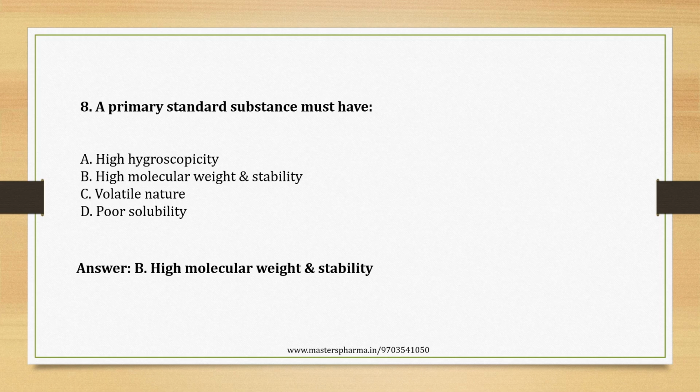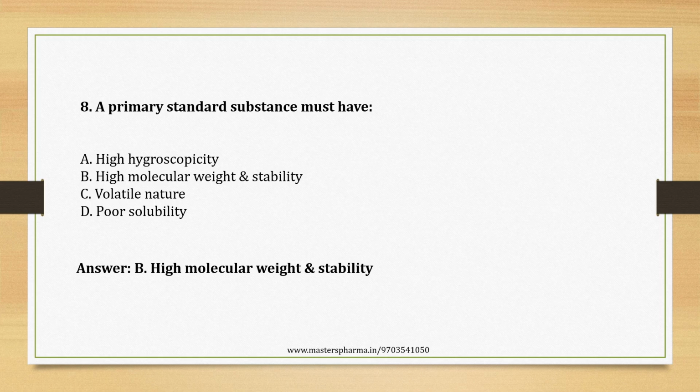Now we can see the other options. Option A, high hygroscopicity. Substances absorb moisture and the weight becomes inaccurate. Option C, volatile in nature. Volatile substances evaporate and lead to instability, so they are not suitable. Option D, poor solubility. A primary standard must dissolve easily for accurate titrations.